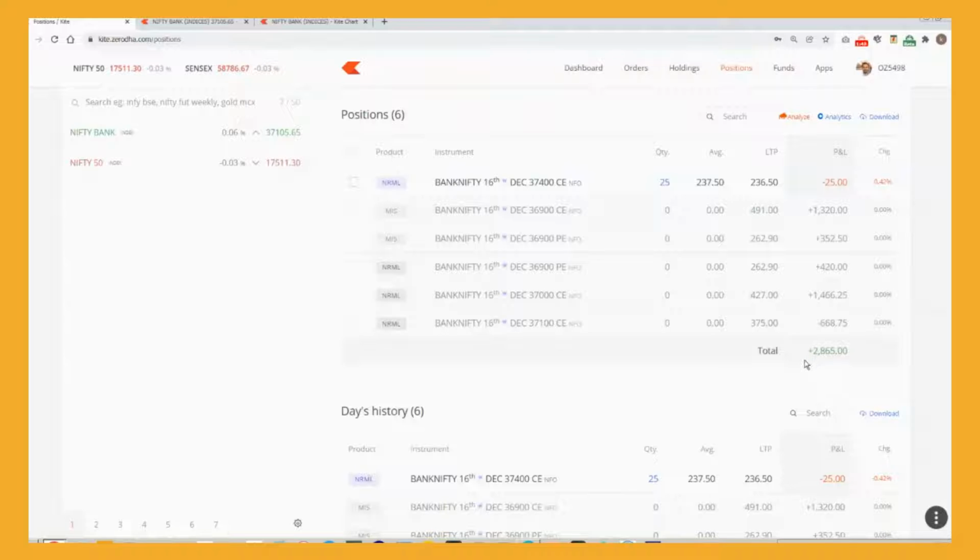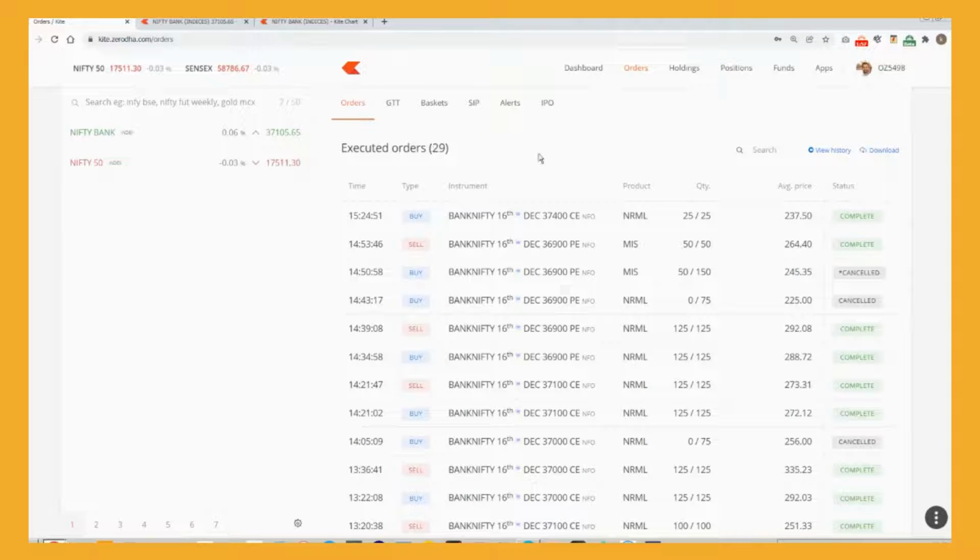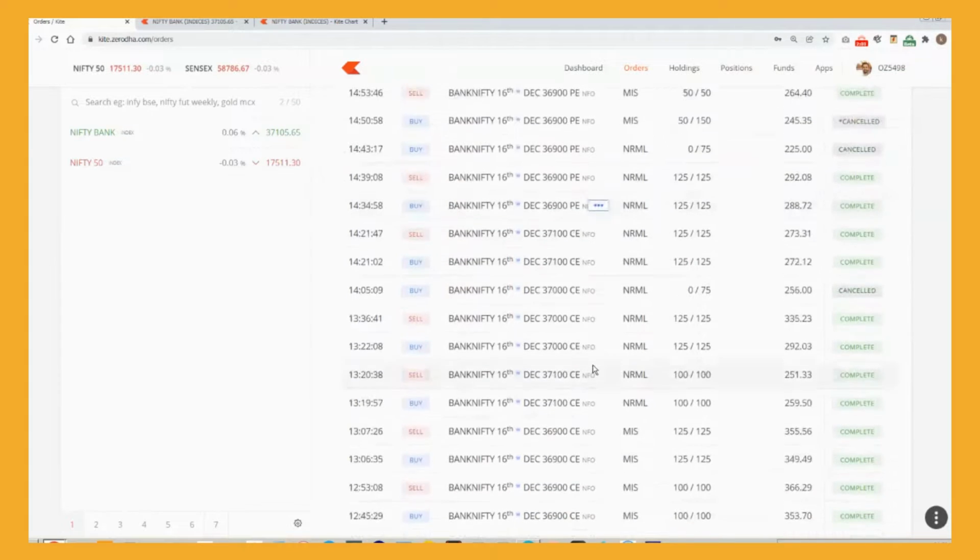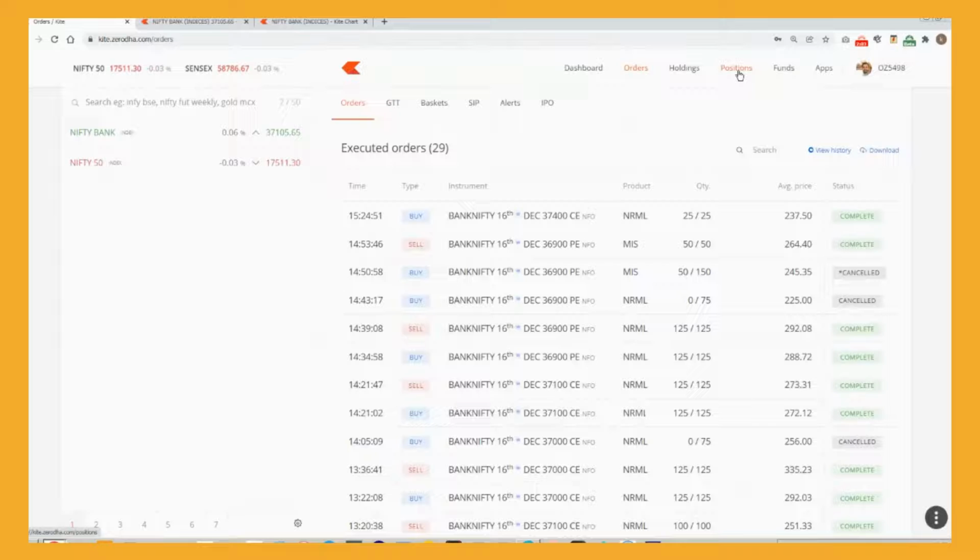Okay, now let's look into our positions. So these are the positions using which I made this profit. Okay, so I have executed around 29 orders. This looks more like over trading, but it's quite natural in scalping. In scalping we are supposed to take many trades.